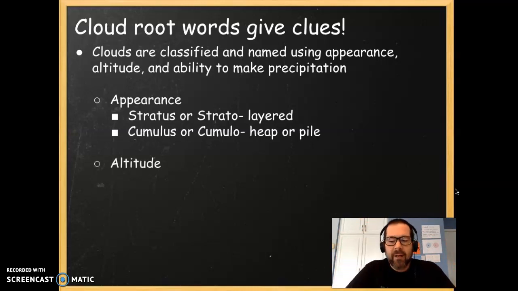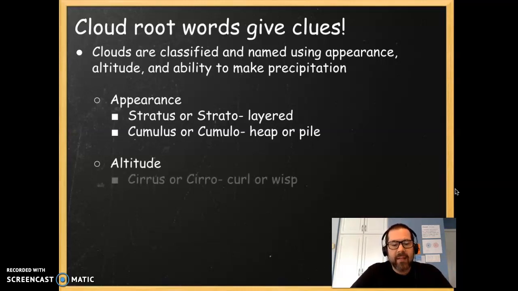We also consider altitude, the height at which the clouds are forming, as we are classifying clouds. So we have the root word cirrus or cirro, which means curl or wisp, and alto, which is a little deceiving, and we'll talk about why here in a second.